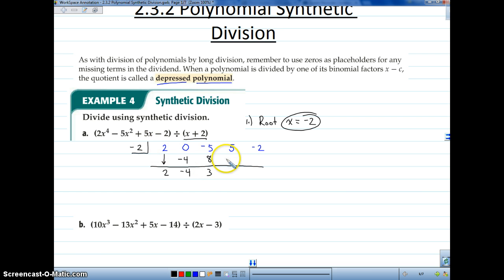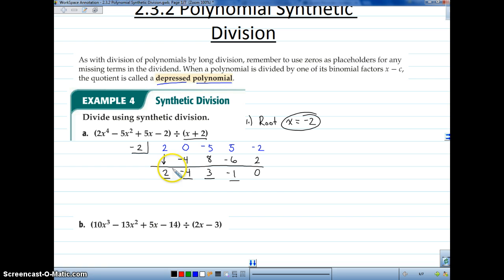3 times negative 2 is negative 6. That gives us negative 1. And then negative 1 times negative 2 is 2. 2 plus negative 2 is 0. And so if we get a 0 at the end, that means that the root, or the factor, was an actual factor of the polynomial. And then what remained down here, this is the depressed polynomial. These are the coefficients of the terms of our depressed polynomial.